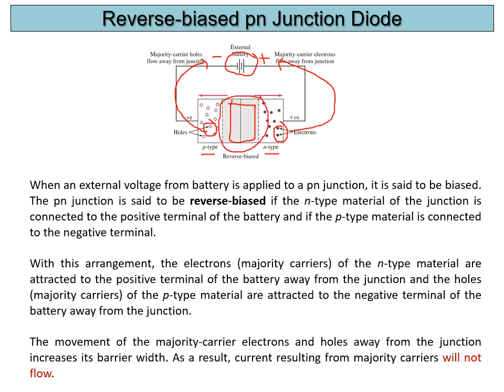So what happens next? The movement of the majority carrier electrons and holes away from the junction increases its barrier. So the barrier will become larger, and increase its barrier width. This is the barrier width. As a result, current resulting from majority carriers will not flow.